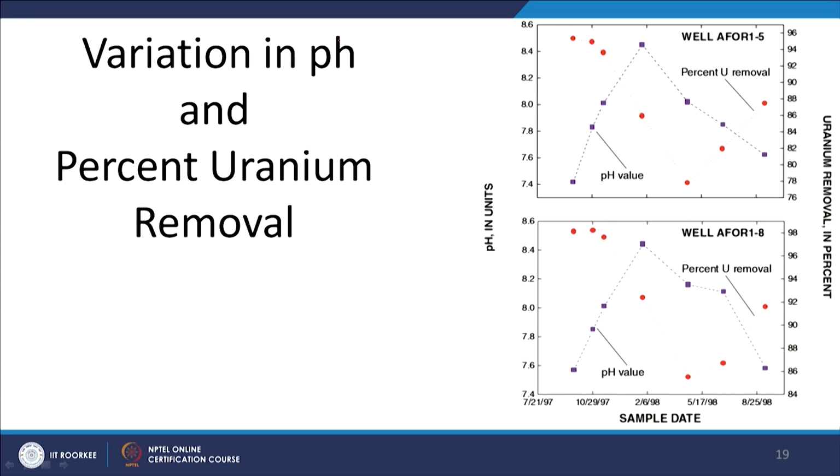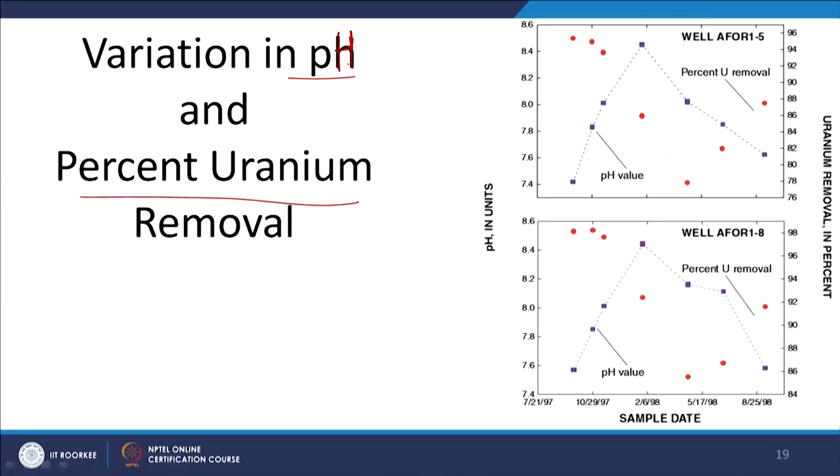One of the aspects we mentioned earlier was that we need to look at variation in pH and percentage uranium removal, and it looks like there was a trend here, but people could not come up with a worthwhile way to explain it. On the y axis we have pH, on the other axis uranium removal, and the sampling date on the x axis. The trend you see is that as the pH increased, typically the percentage uranium removal decreased. Again, people could not come up with an explanation.